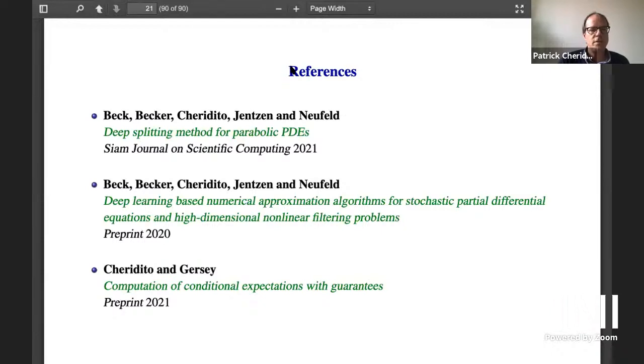Okay, and so these are the references. The first is a paper where we implement the deep splitting method for parabolic PDEs. The second one is a paper where we implemented the same method for stochastic PDEs. And the last paper derives these L2 a posteriori guarantees for conditional expectations.